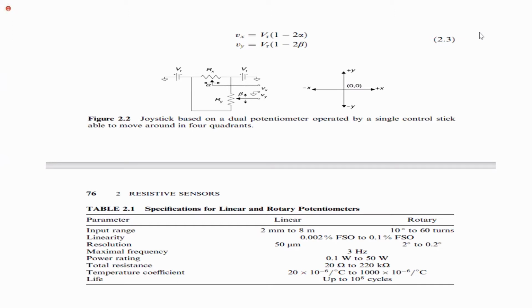And in rotary potentiometer, 10 degrees to 60 turns. Linearity 0.002% to 0.1%. And resolution 50 micrometers. All these parameters, static characteristics, we have seen in the previous module, students. So go through the table for 2 minutes, then we will see other details of the potentiometer.